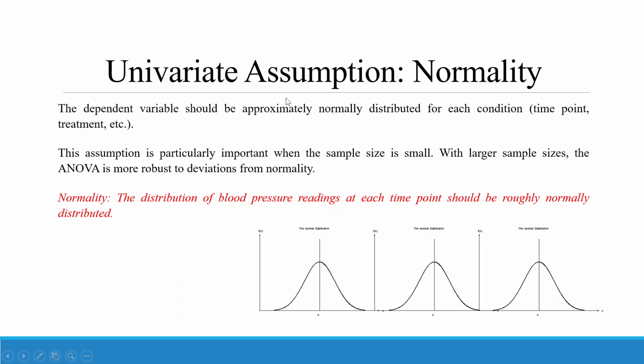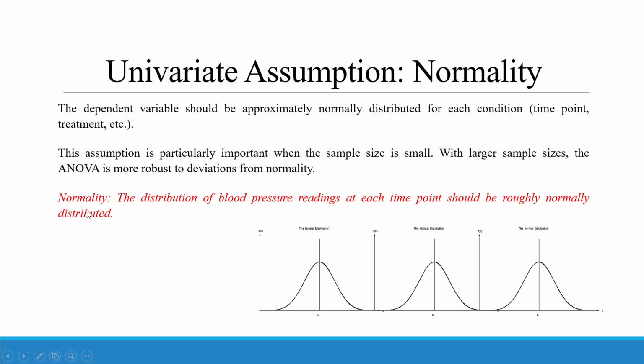Univariate assumption which we have to test is normality. The dependent variable should be approximately normally distributed for each condition, time point and treatment. The assumption is particularly important when the sample size is small. With larger sample size, the ANOVA is more robust to the deviations from the normality.